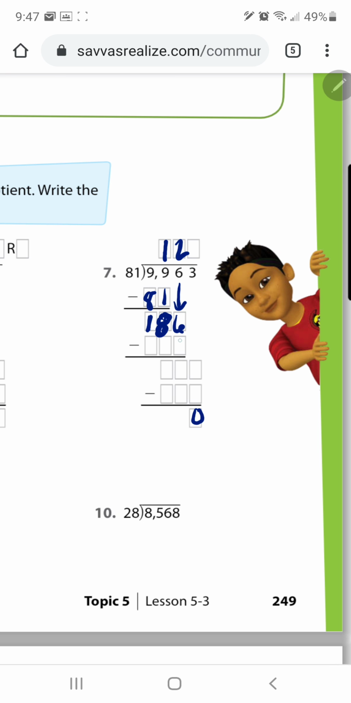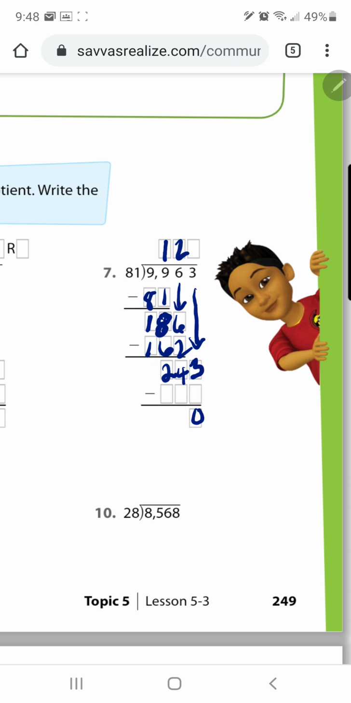2 times 1 is 2. And 2 times 8 is 16. Find the difference. 6 minus 2 is 4. 8 minus 2 is 2. Okay, and of course 1 minus 1 is 0, so we don't have to write that down. Bring down your 3. How many groups of 81 can I make with 243?